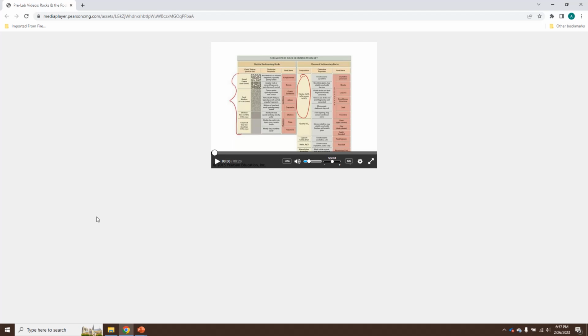Remember, if you try to streak something and you do not observe a streak, that means one of two things. One, it's either harder than the streak plate, or it's giving you a streak color that's similar to the plate color. And again, please do not scratch your nail with the mineral. Scratch the mineral with your nail.